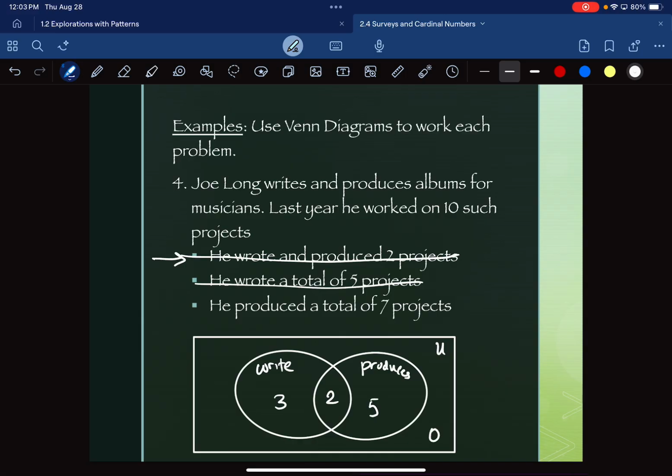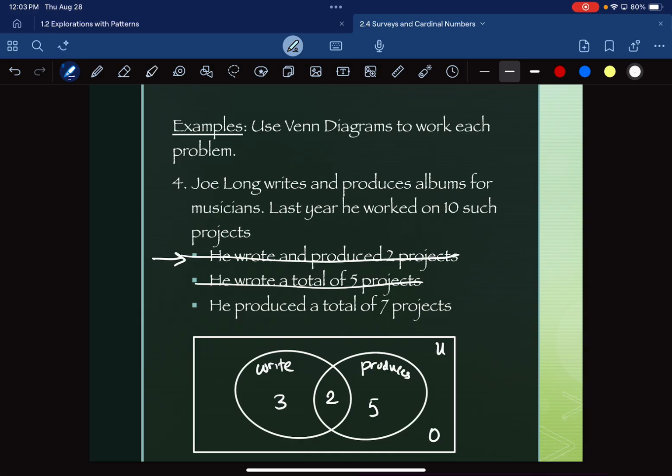How'd you know? Because everything already adds to 10, right? And I already told you 0 is fine. It just means that these are the only 2 things he worked on when he was actually being a part of this process, right? So are there other things that he could have done? Potentially, but he didn't do any of that. So there's 0 in that outside region.